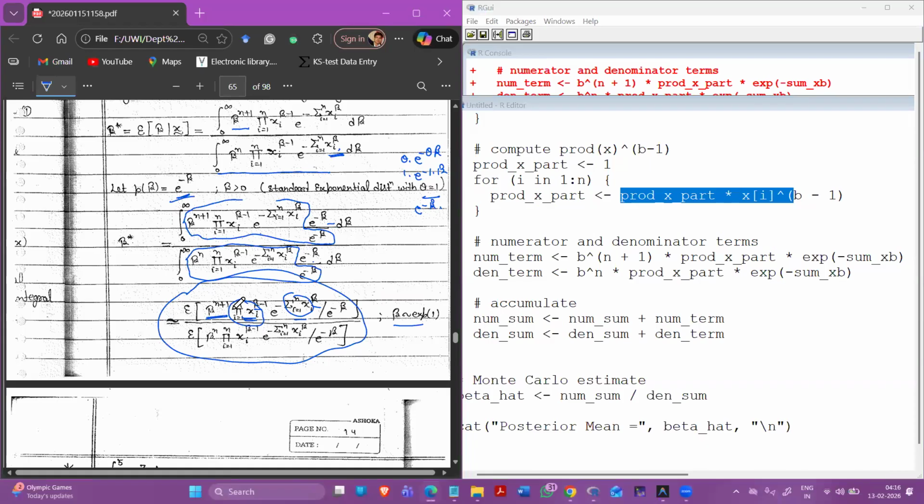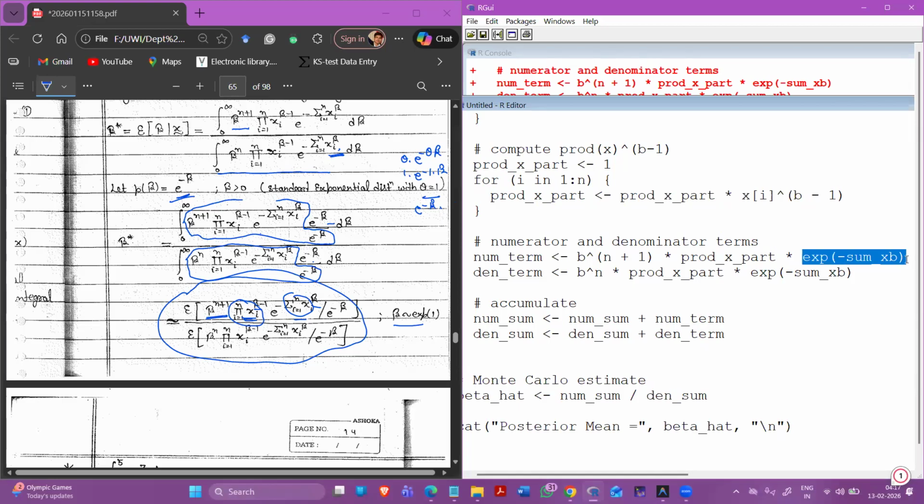We have beta raised to the power n plus 1. So b raised to the power n plus 1. Then we have the product of xi raised to the power beta minus 1, that we are going to save in product x. After that, we have e raised to the power minus summation xi raised to the power beta, that is exp. Summation xi raised to the power beta.